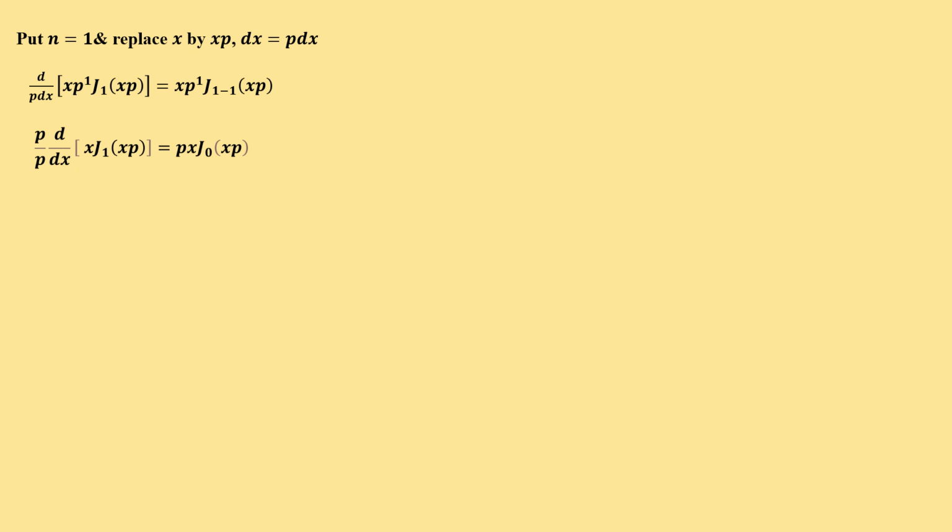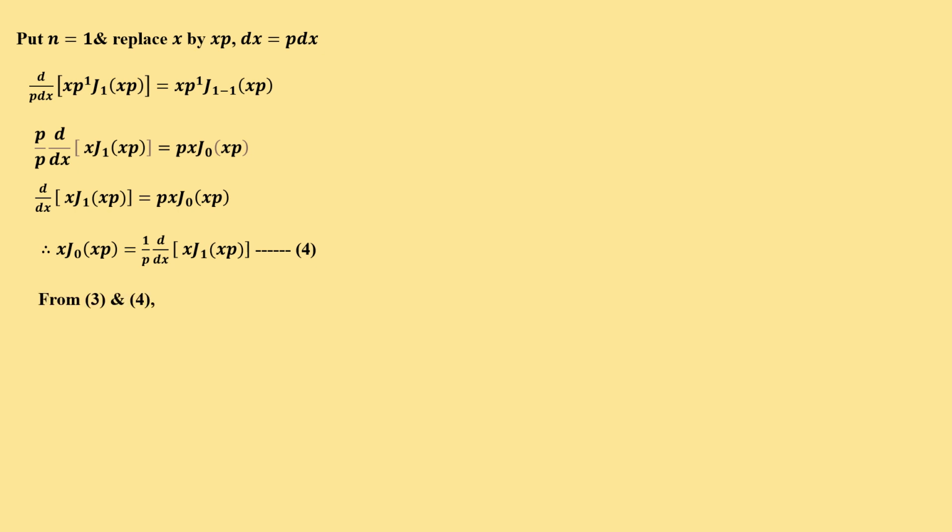So p is a constant, so take it outside from the differentiation. In the numerator you get p, and the denominator already has p, so p by p, d/dx of x J1(px) is equal to px J0(px). p and p get cancelled, so d/dx of x J1(px) is equal to px J0(px). Therefore x J0(px), taking p to the other side of the equality, is equal to 1/p d/dx of x J1(px), that is equation number 4.